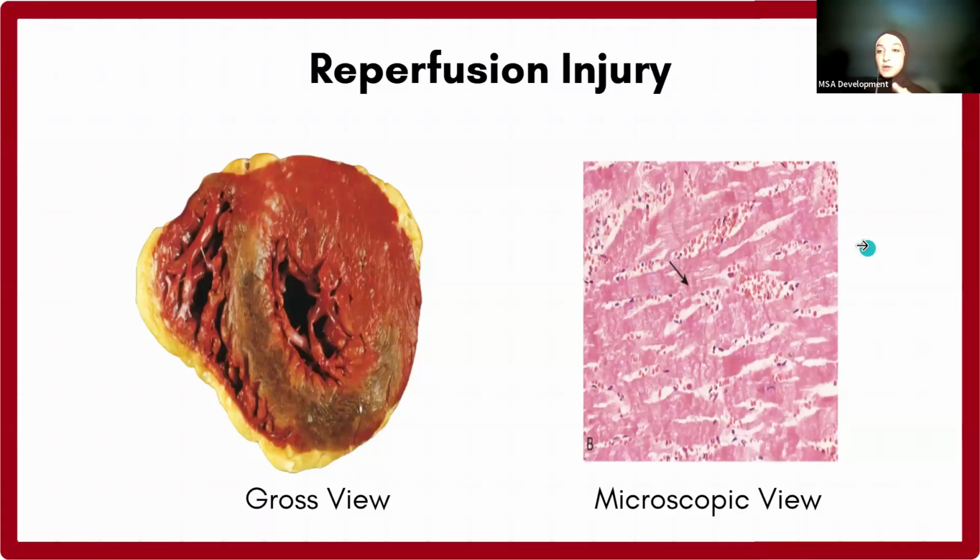Just keep that in mind. You don't even have to understand the pathophysiology. I just thought it was interesting to say. Just know that you have hemorrhage, contraction band necrosis, and that's it. And this is happening due to hemorrhage.